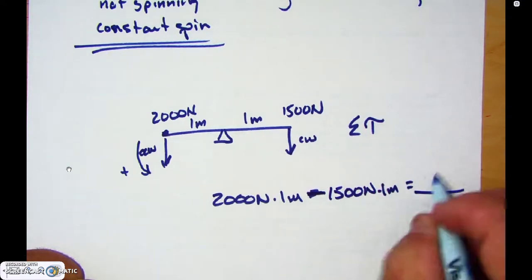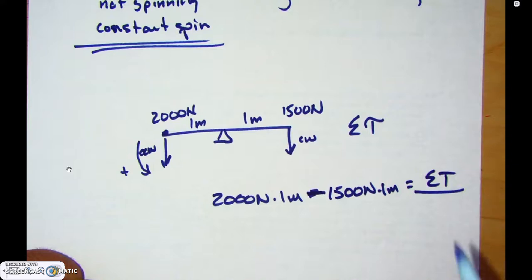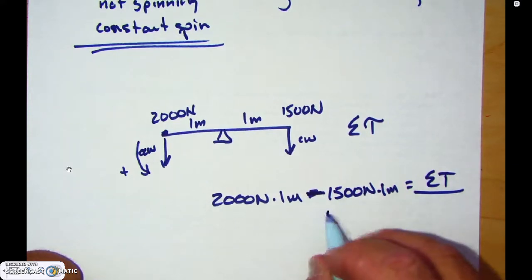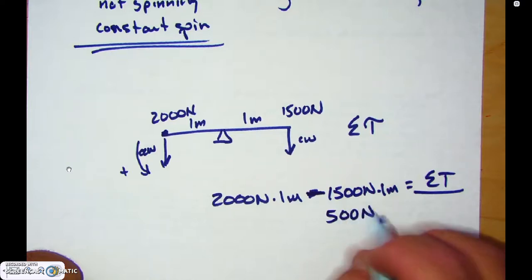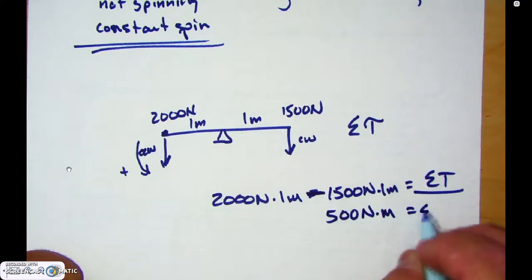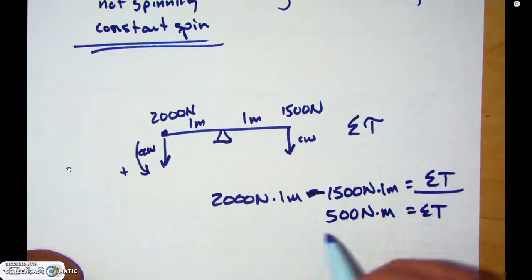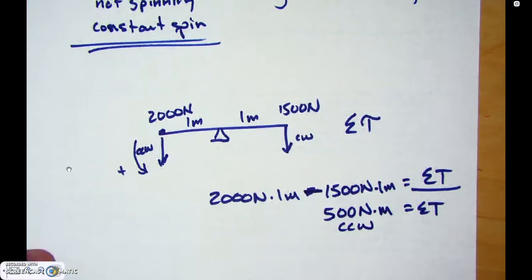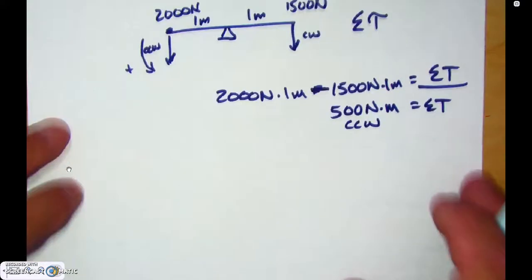That's all equal to the sum of the torques. Well, that's 2,000 minus 1,500, so I have 500 Newton meters is the sum of the torques, and positive, so therefore this is counterclockwise. You can see that.